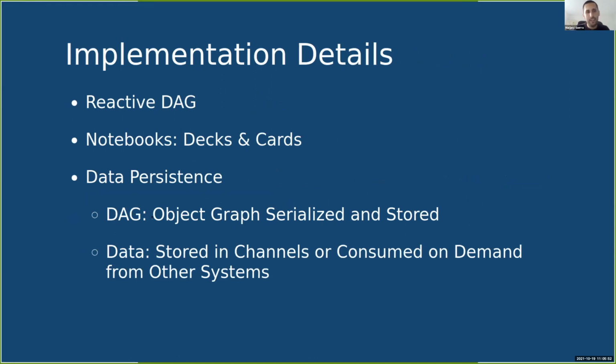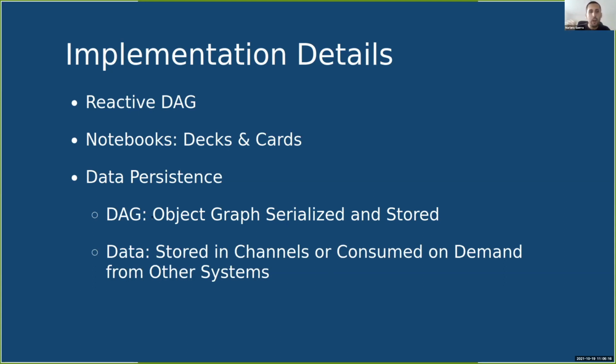Implementation details, like the underlying representation is a reactive directed acyclic graph. Things update whenever the output of a dependency updates. The view into this DAG is a notebook with decks and cards, but we can have different views if we want. Data persistence is done in two places. The DAG is persisted Smalltalk style. We persist the DAG and we load it.